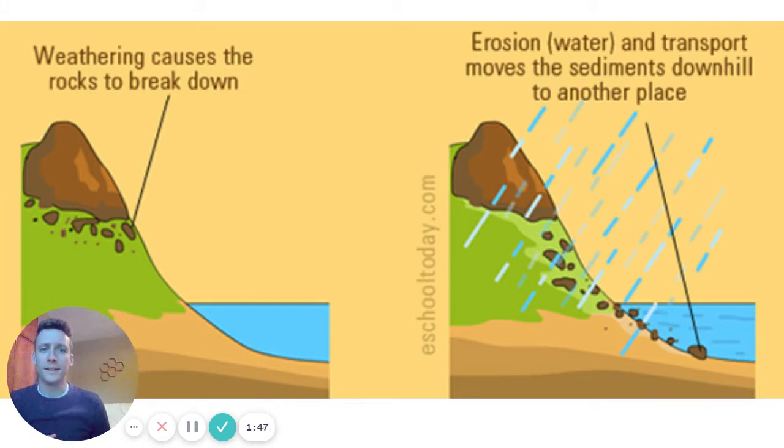Erosion, on the other hand, is when that rock bit or the whole rock is moved, transported due to those same elements. Water, wind, maybe it's a landslide, an earthquake. So the difference here is weathering is breaking it down, beating it up, whereas erosion is the movement from point A to point B.